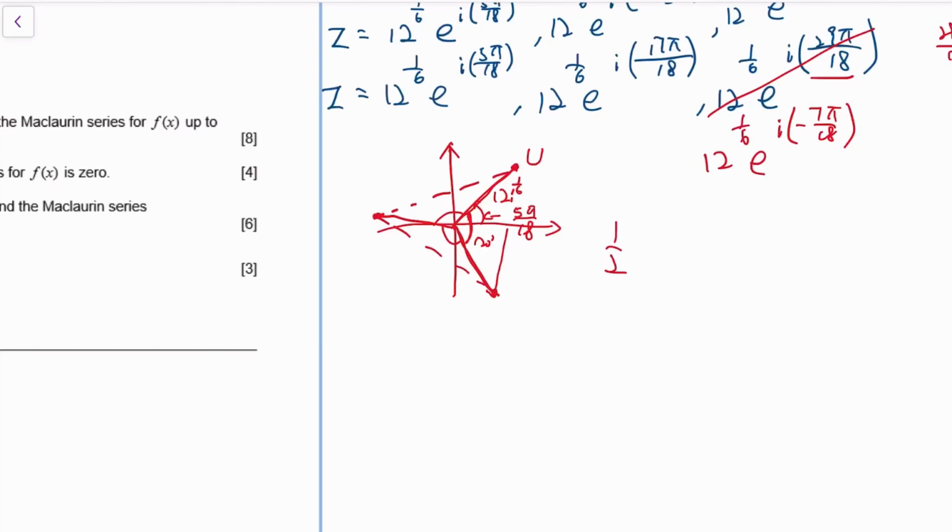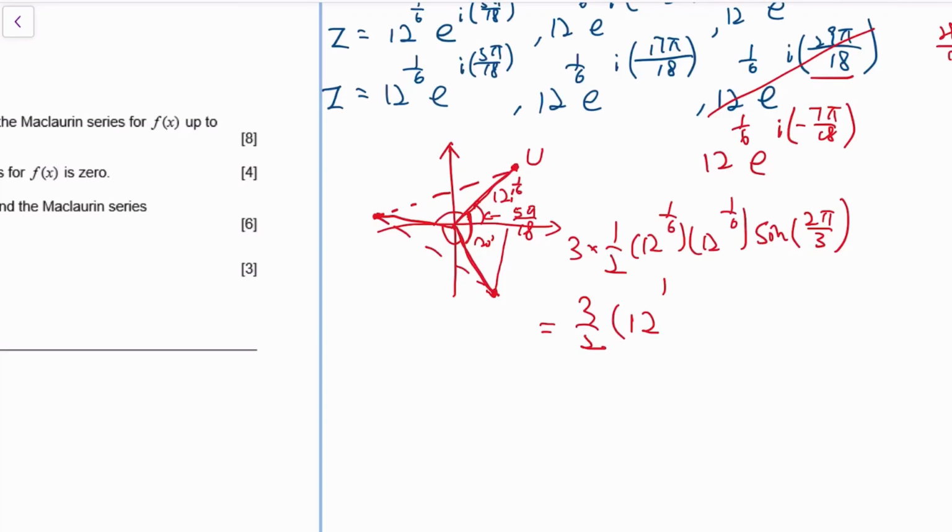Okay, so it's half a, b, sine of the angle in between them, which is 120. Let's use radians just to be safe. 120 degrees would be 2 pi over 3. And then times 3. That's what? 3 over 2. What's 12 to the 1/6 times 12 to the 1/6? That's 12 to the power of 2 over 6. So 1/3. Sine 2 pi over 3 is sine 120, which is the same as sine 60. That's root 3 over 2.